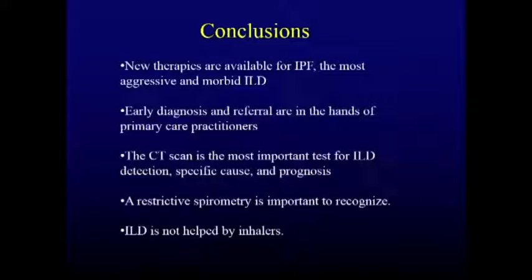So, conclusions: new therapies are available for IPF, the most aggressive and morbid interstitial lung disease. Early diagnosis and referral are in the hands of primary care. These are the patients that come to you with the CT scan from the emergency room, or have a little bit of dyspnea or some restriction on spirometry, for which you advance to a CT scan, which is our most important test. Restrictive spirometry, you've got to work it up. That includes the CT scan, and interstitial lung disease is not helped by inhalers.